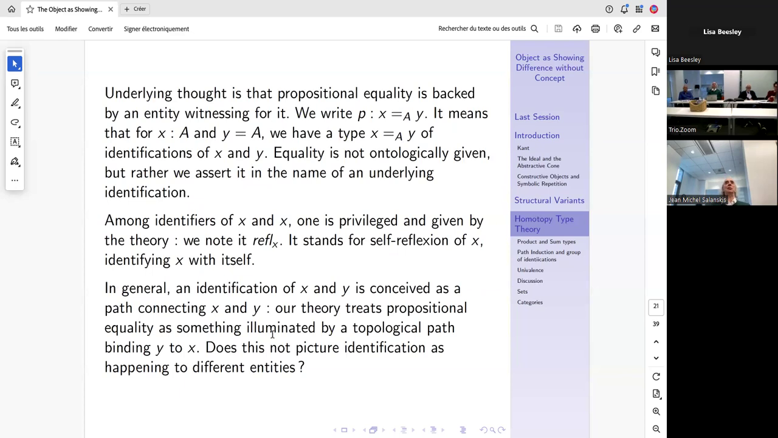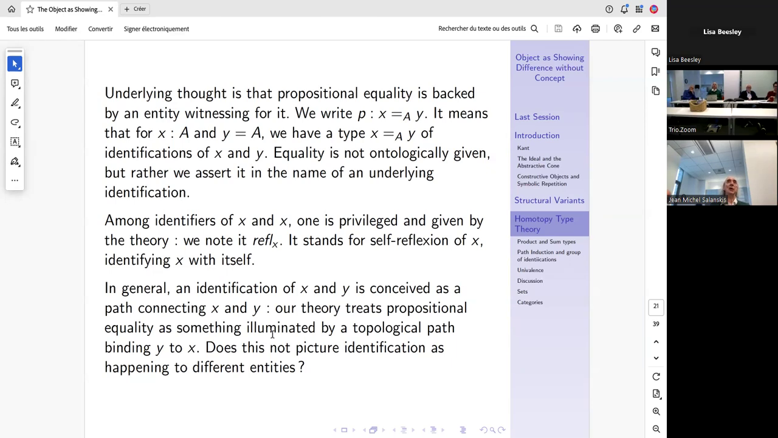So then, as you know, the underlying thought in HoTT is that any propositional equality is backed by an entity witnessing it. So we write p : x =_A y. It means that we have an identification p in the type x =_A y of x and y. So equality seems not to be ontologically given, but we assert equality in the name of an underlying identification.